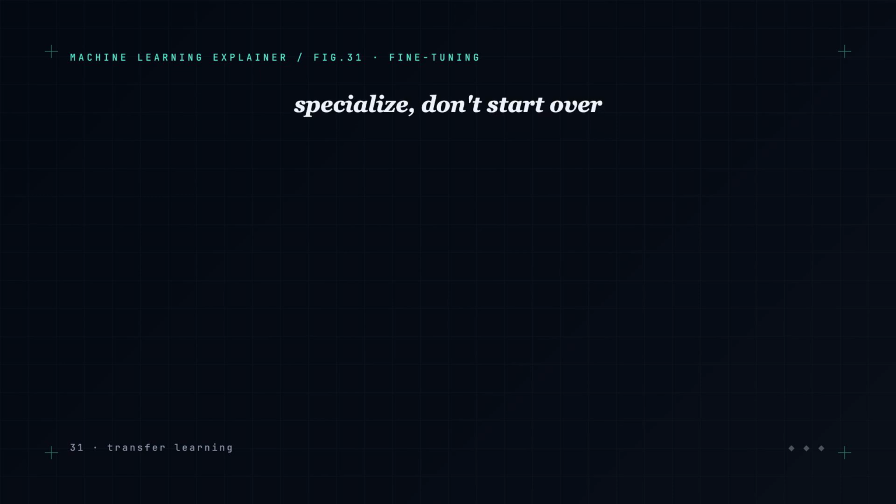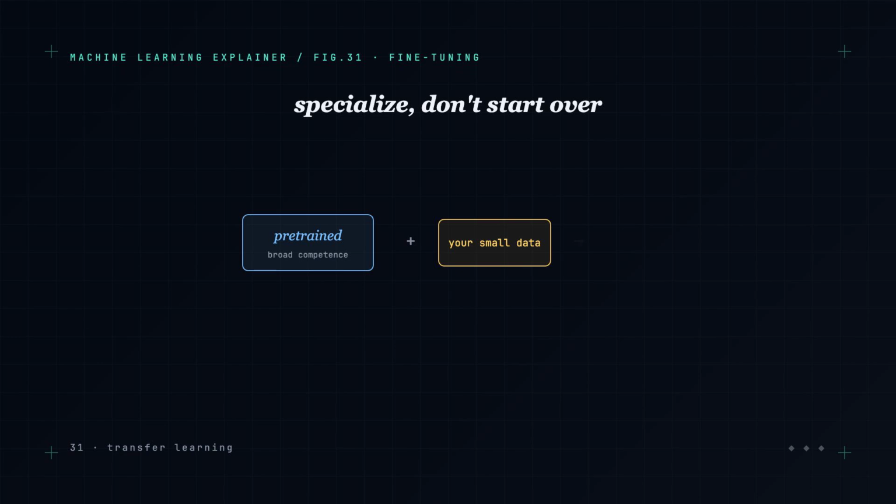So we fine-tune, take the pre-trained model and continue training it. But on your own small dataset for your specific task, the model doesn't start from nothing. It starts from broad competence and just specializes. A few thousand examples can be enough, where from scratch you'd need millions.